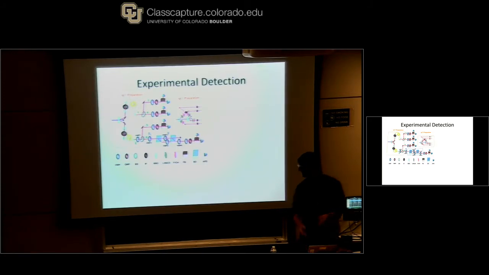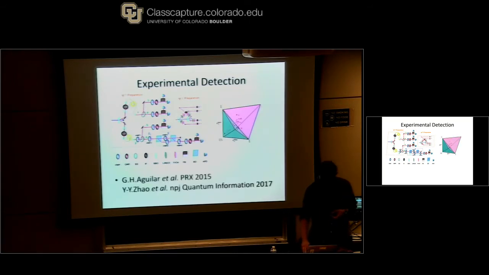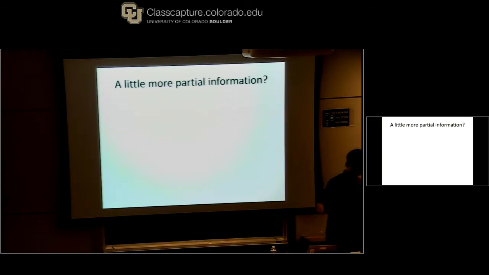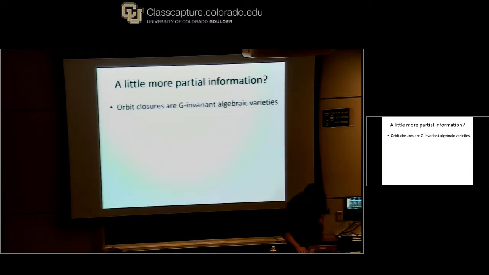Yeah, people did it actually already. You can still do it, maybe for bigger numbers. So people did it. This is an optical setup here, and they showed some data. A little more partial information. But I should emphasize, this was only partial information about these orbits. This is nice geometric information, but it's not the complete information. And so the question is, how do I get more information?